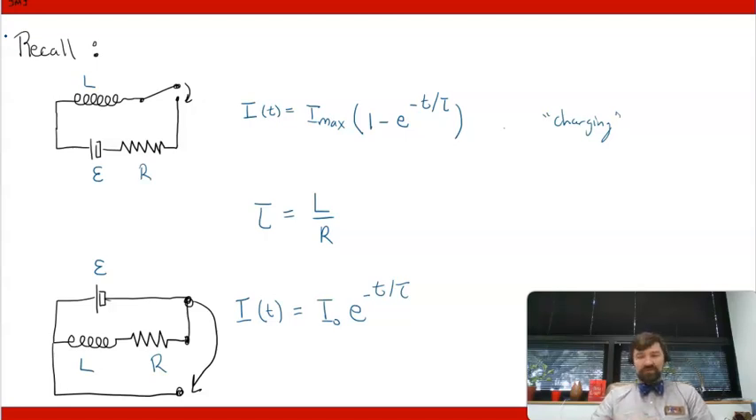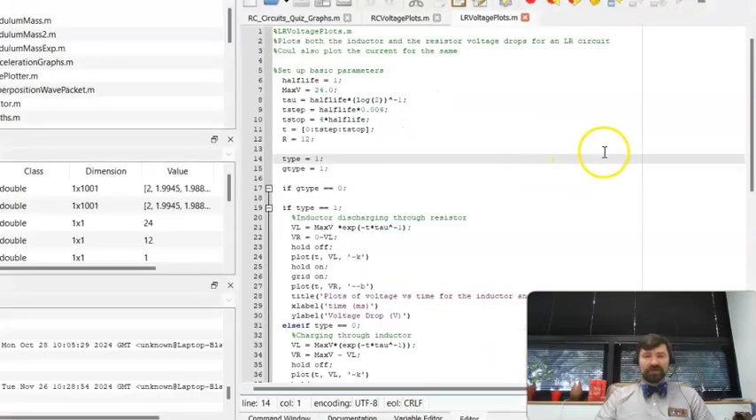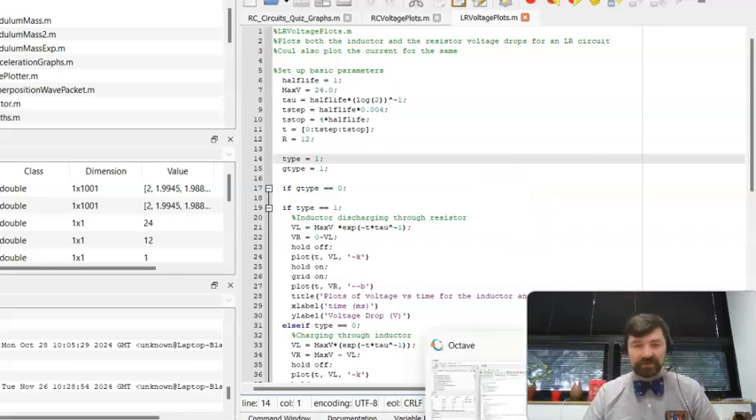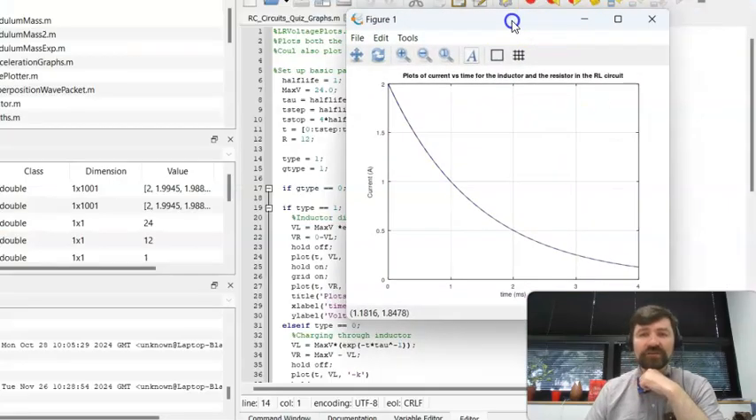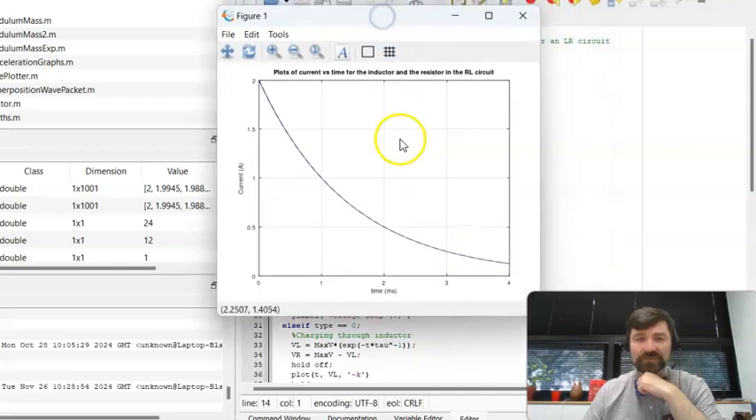What do the graphs look like, and what can we get from them? All right, so I'm going to pull open my little bit of code that I've written, again in Octave, and I actually have already plotted a figure for this. This is current versus time for the inductor and the resistor in the RL circuit.